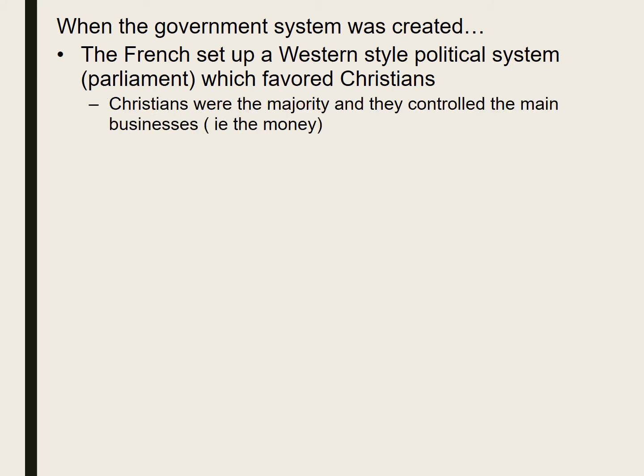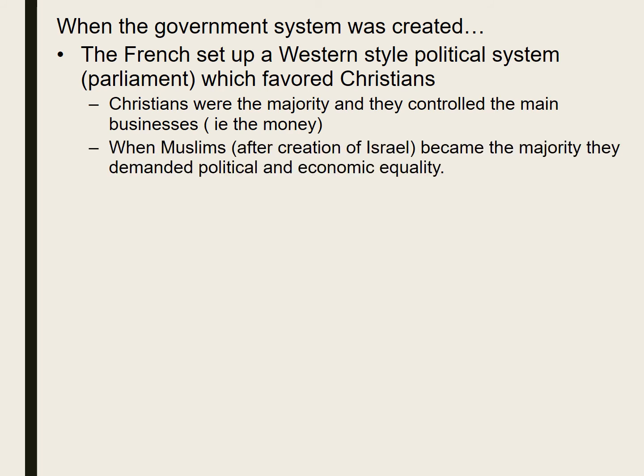Christians were the majority and they controlled the main businesses, which means they had more money in Lebanon at the start of this new government. When Muslims, after the creation of Israel, became the majority, they demanded political and economic equality. Now, why do you think Muslims became a majority after the creation of Israel? It's because so many Palestinians were pushed out of the area that would become Israel, and they had to go somewhere.